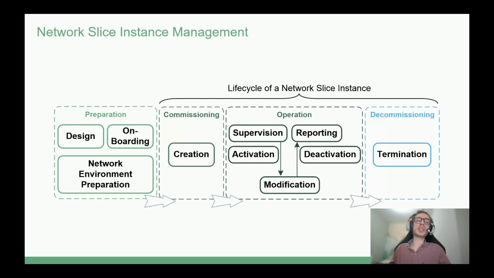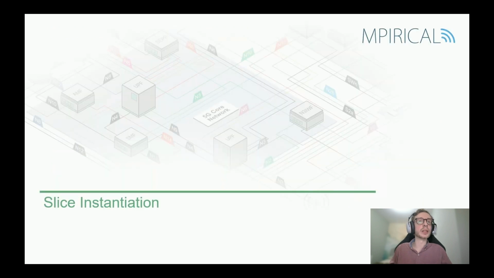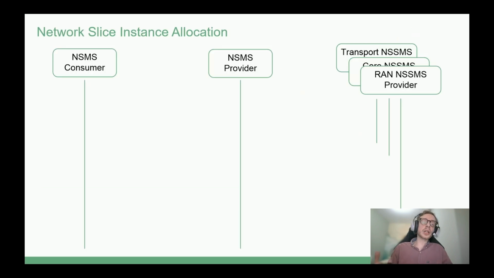Okay, so for the commissioning aspect, let's have a look at slice instantiation, how we actually create a network slice. The terms that are utilized in this diagram are quite broad. We've got the NSMS, and that's a network slice management system. We're going to have one for the consumer and one for the provider.